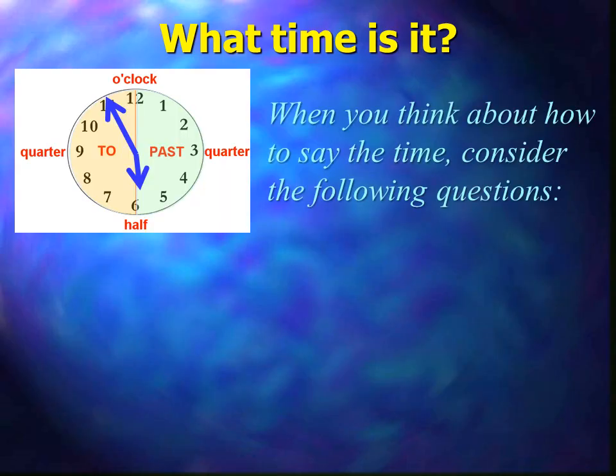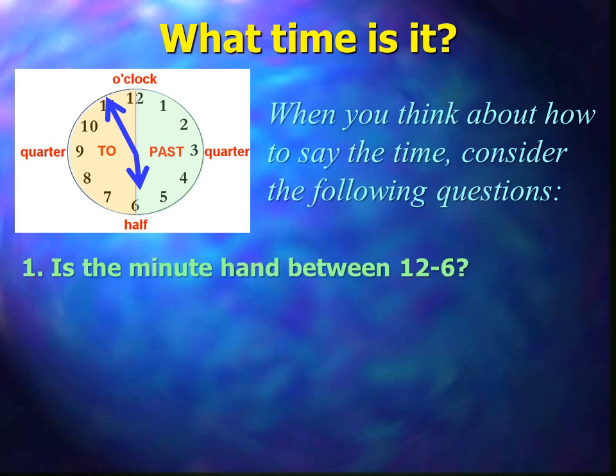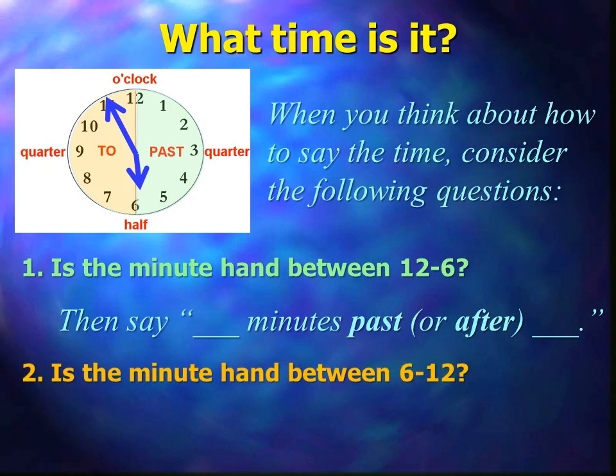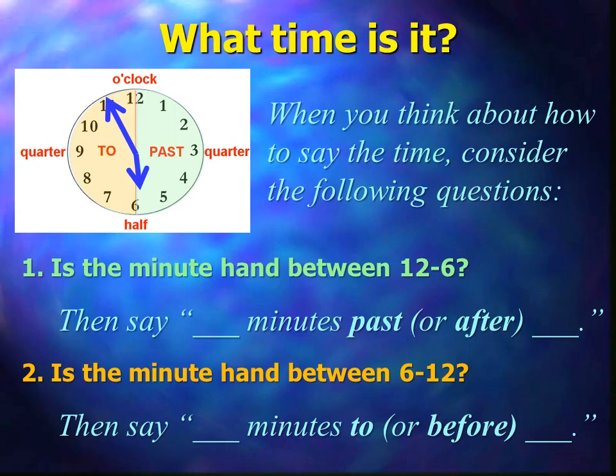When you think about how to say the time, consider the following questions. Is the minute hand between the 12 and the 6? Notice how it's the green color here. If so, then you can say it's however many minutes past or after the hour. But in this case, is the minute hand between the 6 and the 12 on the orange side? Yes, it is. So in this case, we would say it is 5 minutes to or before 6. So 5 minutes to 6 or 5 minutes before 6.